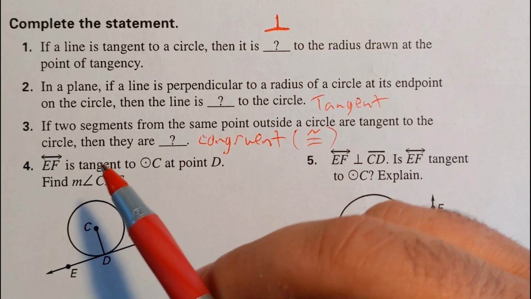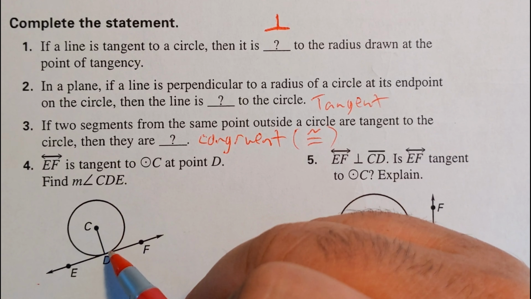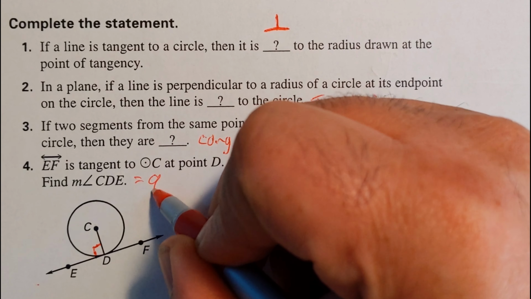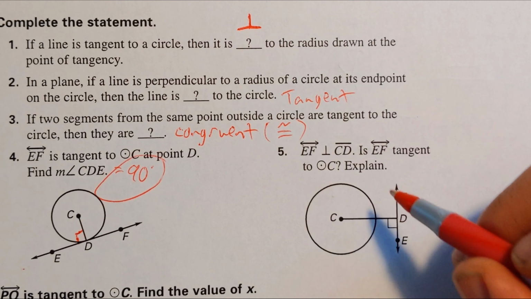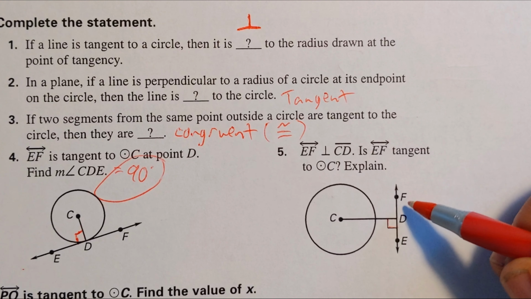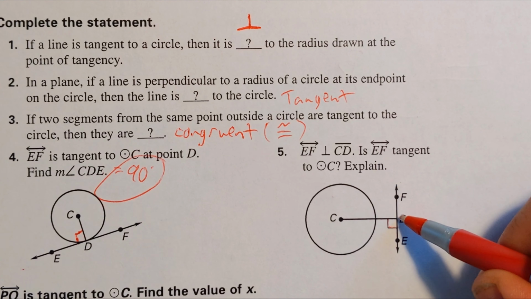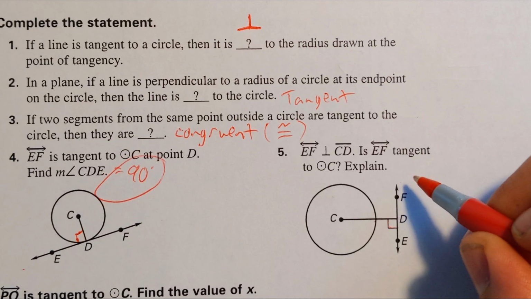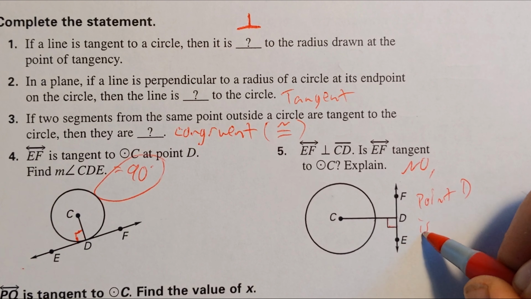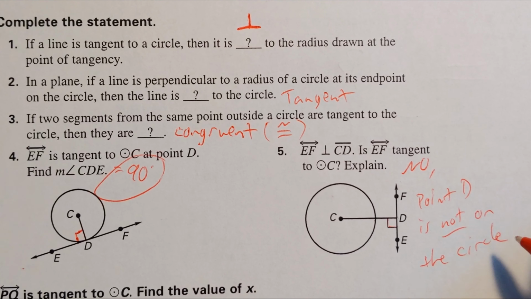Number 4, it tells you that this is a tangent line. So if you're looking for the measure of angle CDE, it's right here. It has to be 90 degrees. Over here, it says EF is perpendicular to CD. That's why there's a square right there. It's asking, is EF tangent to circle C? Well, no, because this point is not on the circle. So, no. And then point D is not on the circle.